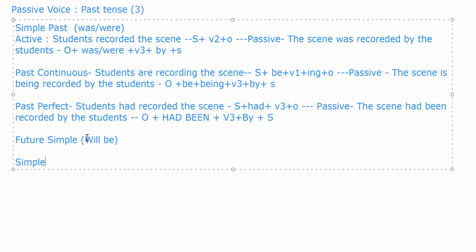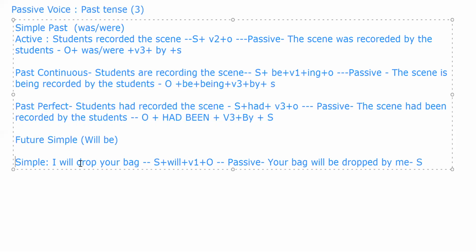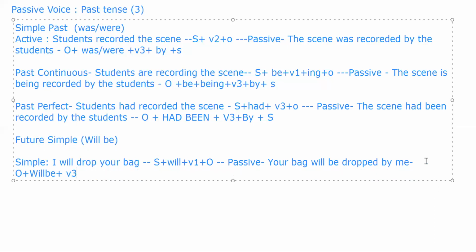So simple future sentences are like: I will drop your bag. Then it will be subject plus will plus V1 plus object. The passive turns out to be: your bag will be dropped by me. So we have given more importance to the object. So object plus will be plus verb's third form plus by plus subject.